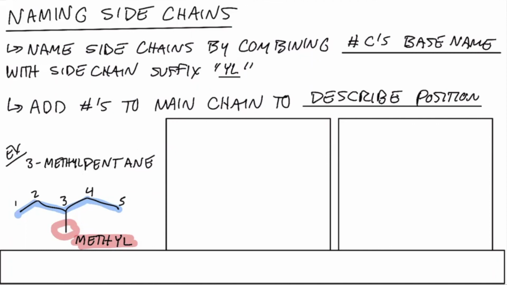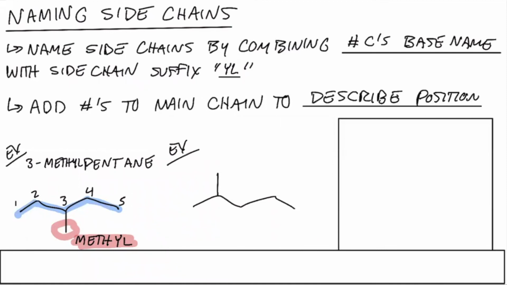So we have the overall name of this compound: 3-methylpentane. Okay, so just to reiterate a little bit, we find our base chain, we name that, and then we find our side chains, give that its own carbon base name and the suffix -yl to tell us that it is a group or a side chain, and then put it at the front of our base chain name. Okay, so let's try another example here.